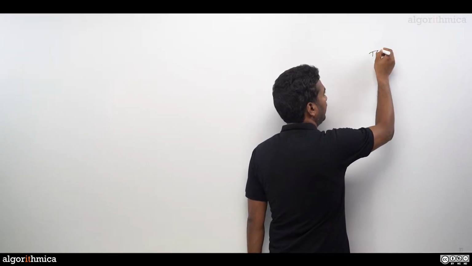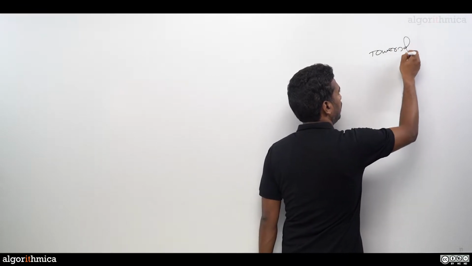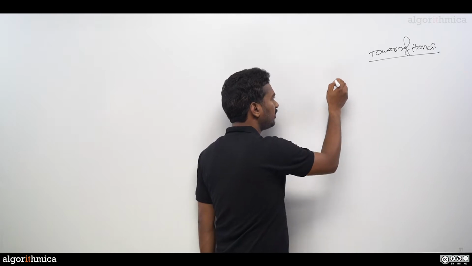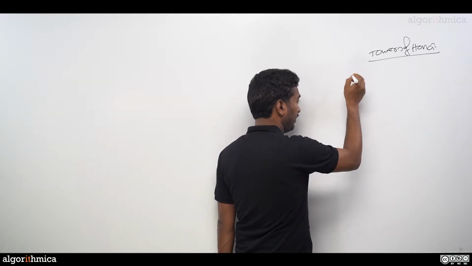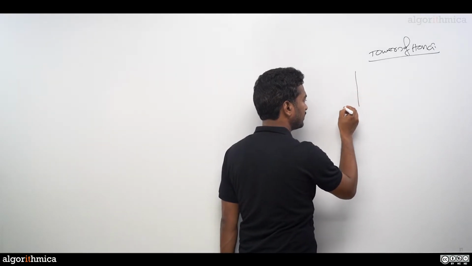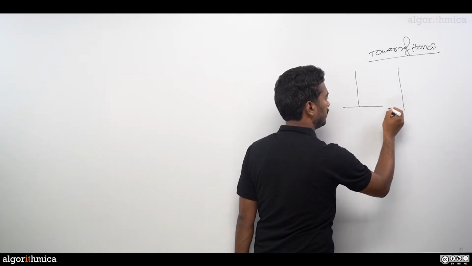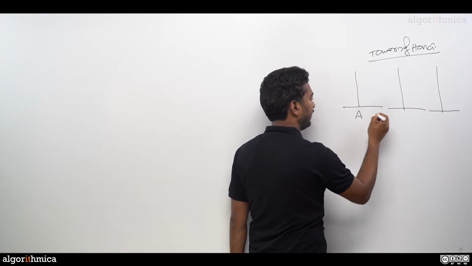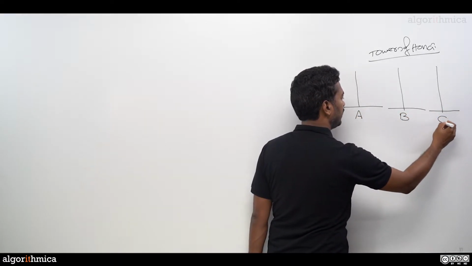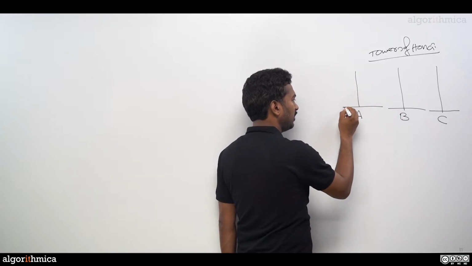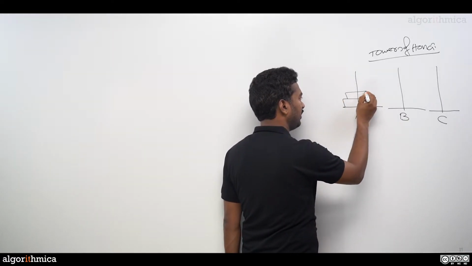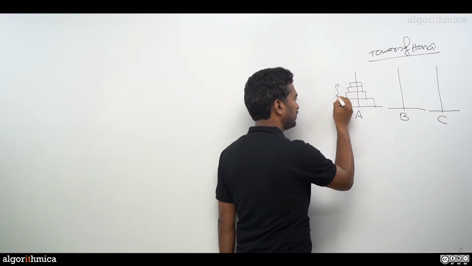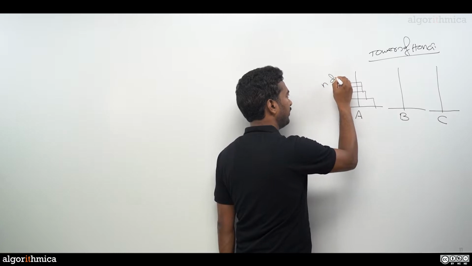So the problem statement here, Towers of Hanoi. What is the problem? We have 3 towers. We call them tower A, tower B, and tower C. On tower A, we have n disks of different diameter.